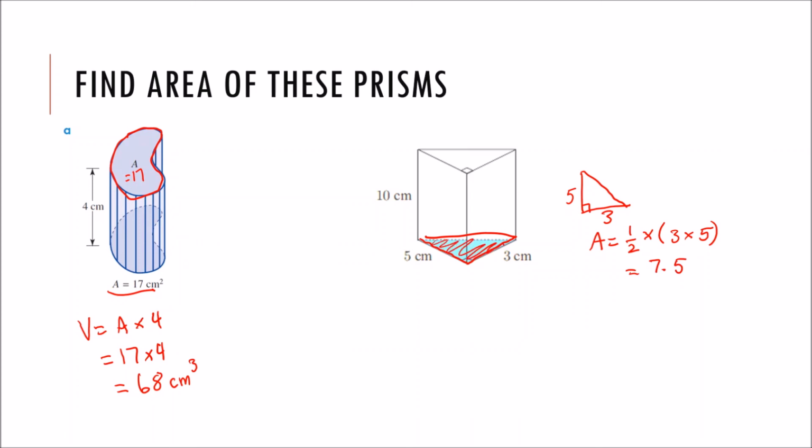Now in order to find my volume, however, I need to take whatever my area was, and then I need to times it by my length or the height of my shape. So that's this length up here. So that's my 10. So V is equal to the area of the front, which is 7.5 times 10, and that is equal to 75 centimeters cubed.